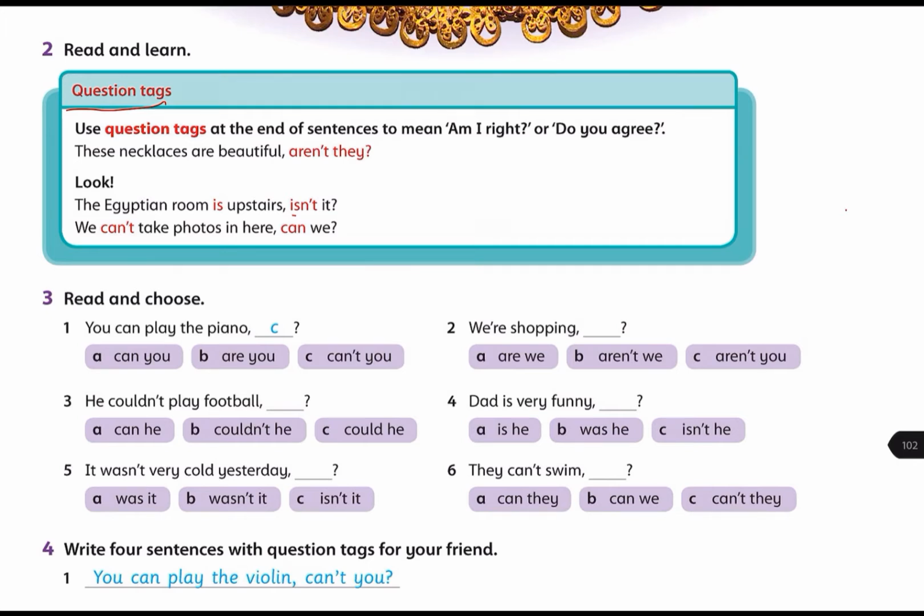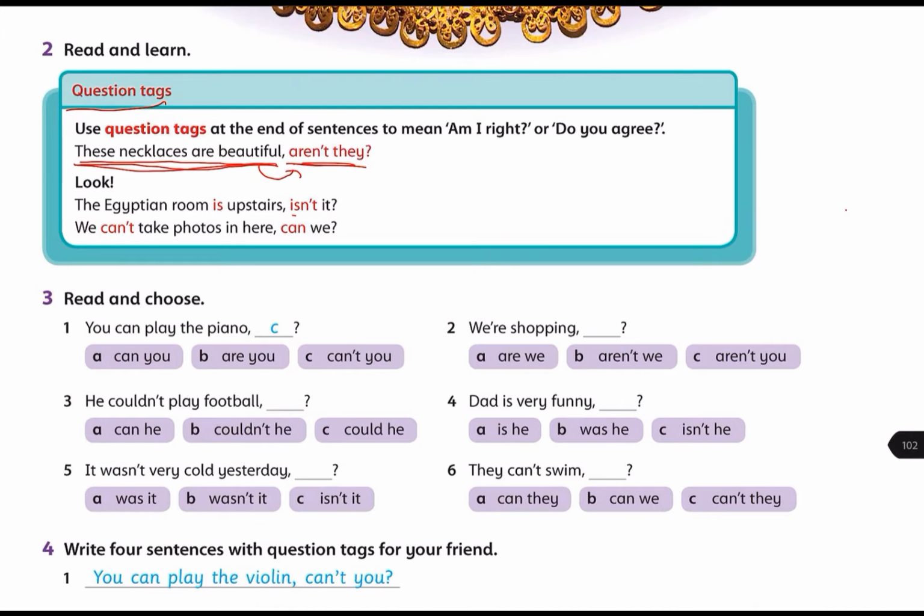For example, here we have an example. These necklaces are beautiful. The question tag is, aren't they? If you look at this sentence, you can see that it is a statement sentence, an affirmative sentence. When we change it to a question tag, it becomes aren't they? It became a negative sentence. When we have a positive statement sentence, we have to change it into a negative one while we make question tags.